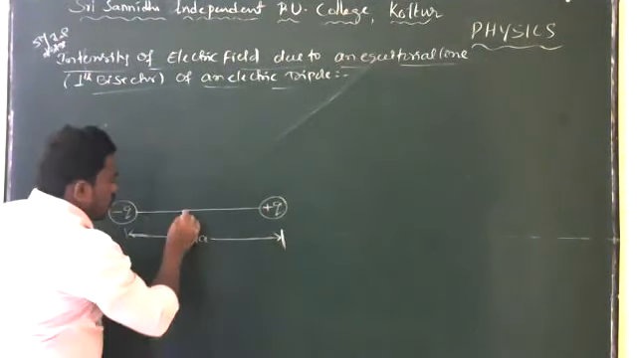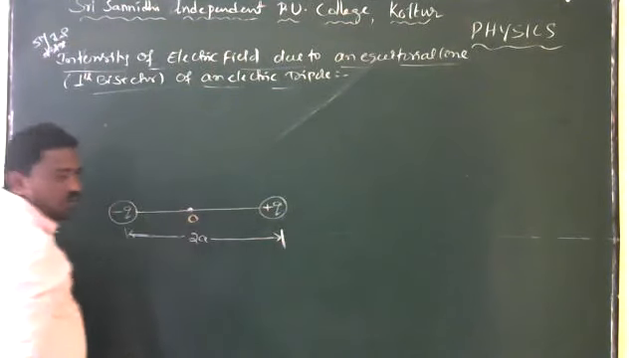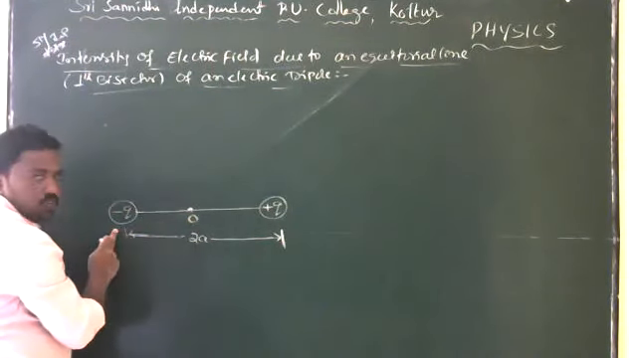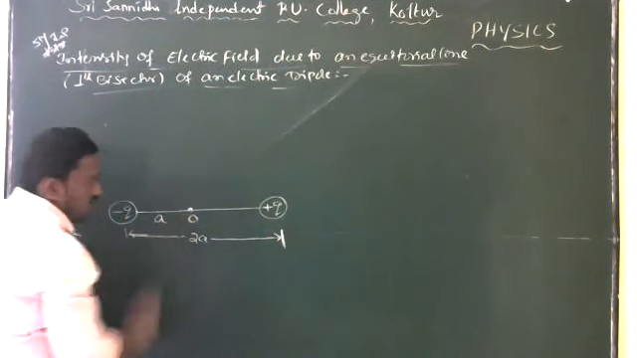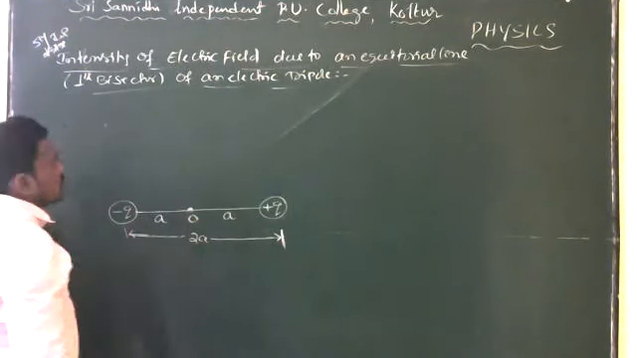Okay. So O is the center of the dipole. Center of the dipole to minus q, what is the distance? A. Center of the dipole to plus q, what is the distance? A. So next one.